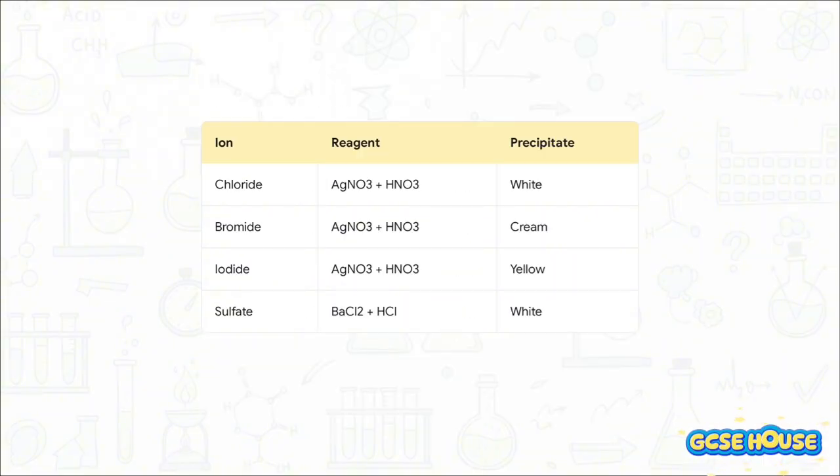Look at the pattern for your negative halide ions when you test them with silver nitrate and nitric acid. They go from white to cream to yellow as you move down the group from chloride to bromide to iodide, white, cream, yellow. And for sulfates, mixing them with barium chloride and hydrochloric acid produces a really distinct white precipitate.